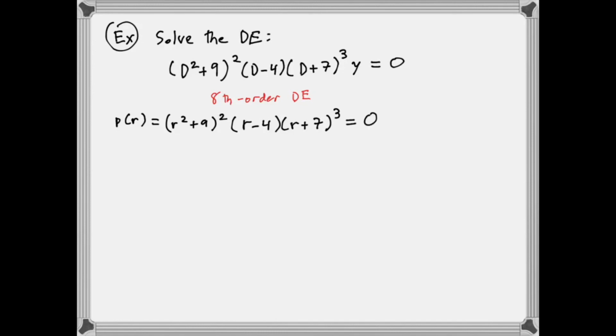So this is what we have. If we set that guy equal to 0, let's write down our roots. From this guy, we get r is equal to 4. From this guy, we get r is equal to negative 7, but we have a multiplicity of 3. And from this guy, if you were to write r squared equals negative 9, and then take the square root of both sides, you get r is equal to plus or minus 3i. And the multiplicity is 2, right? Because those roots are squared up there.